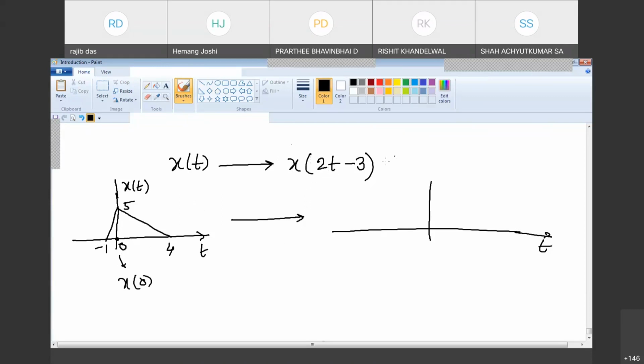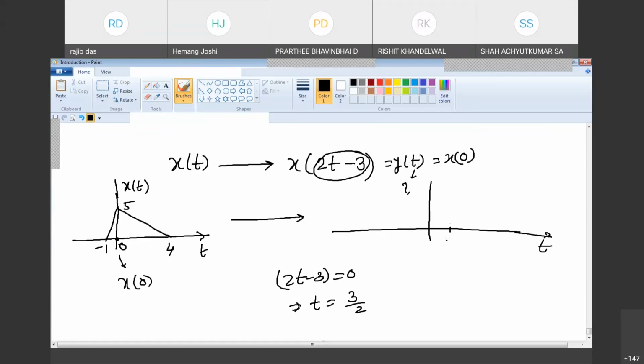Similarly, I want to get this y(t). When I will get x of 0, that is the concern. So at what value of t? We'll put it 0. So 2t minus 3 I can make 0, and the solution is 3 by 2. So I can understand that there is a mapping between 0 and 3 by 2 here. Earlier it was 0, now it is 3 by 2, and this value is 5.